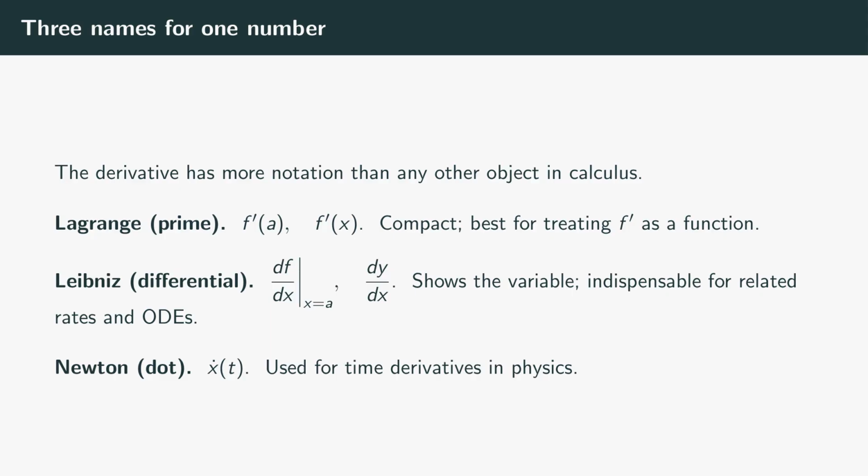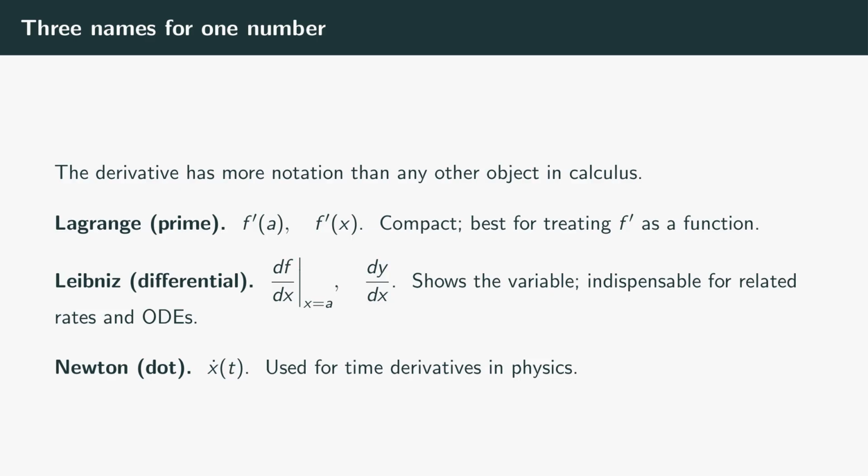Three notations are in active use, and you'll meet all three. First, Lagrange's prime notation, from the end of the 1700s. f prime of a for the derivative at a, f prime of x for the derivative as a function. Compact, clean, best when you want to treat the derivative as a function in its own right.